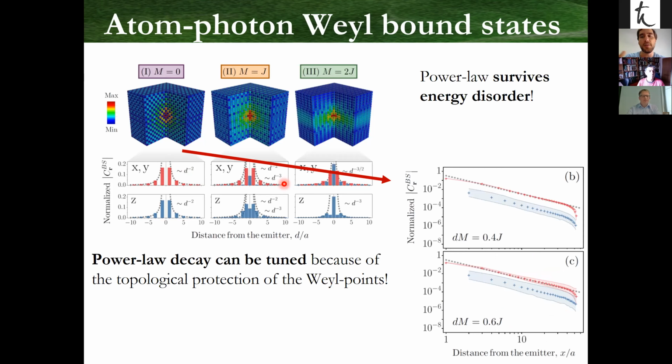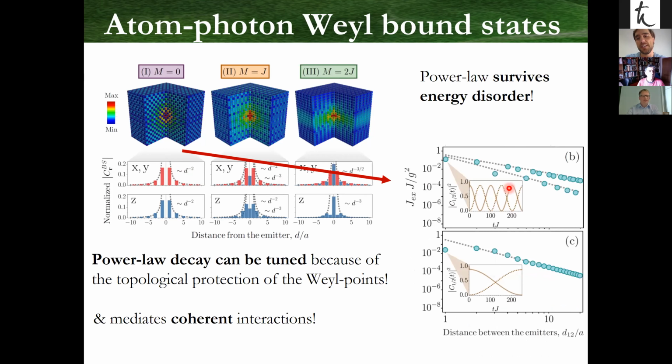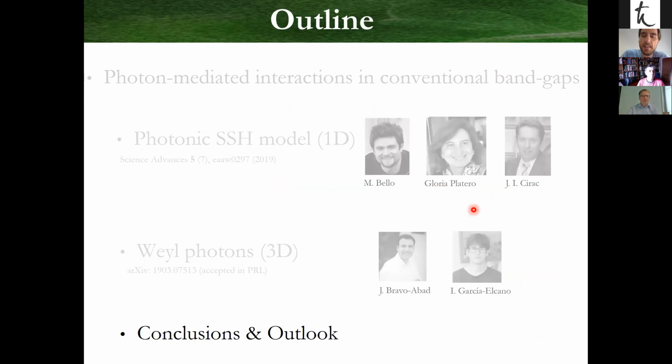So if you make several realizations and you add disorder in the energies, you keep this power law nature. And of course, if you put not one but several emitters, you will be able to mediate this tunable, perfect coherent exchange oscillations between them. So they are really a way of mediating long-range, decoherence-free and robust-to-disorder interactions. So with that, let me wrap up and leave some time for questions.